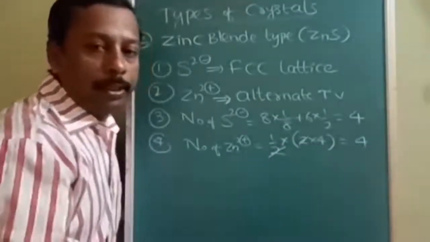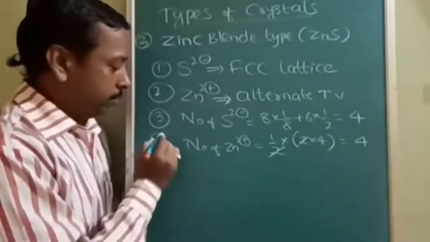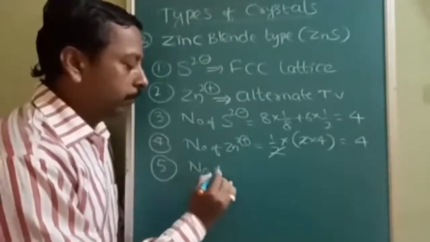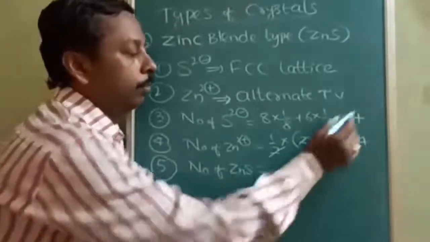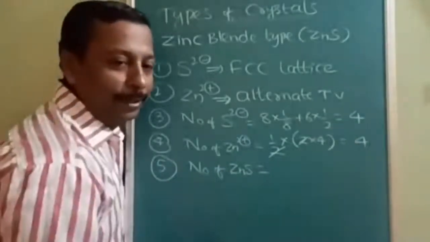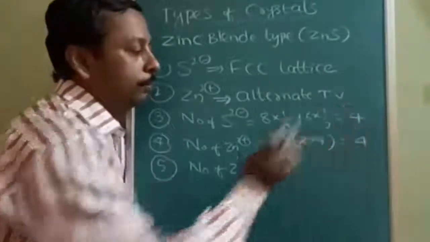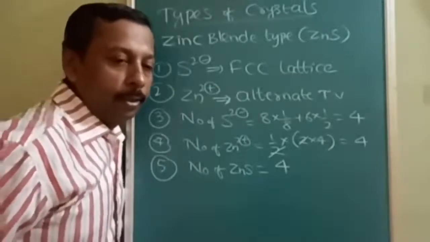Is it understood, all of you? Any problem in understanding, you can ask. Then the fifth point is very important, and they found numericals. Number of ZnS: 4 plus 4, 8? No, it is 4 only. 4 zinc and 4 sulfide will form 4 zinc sulfide. Any doubt into this?